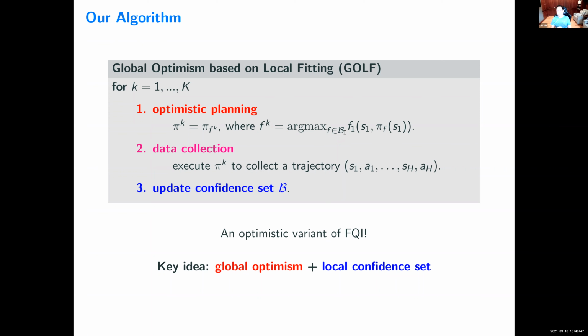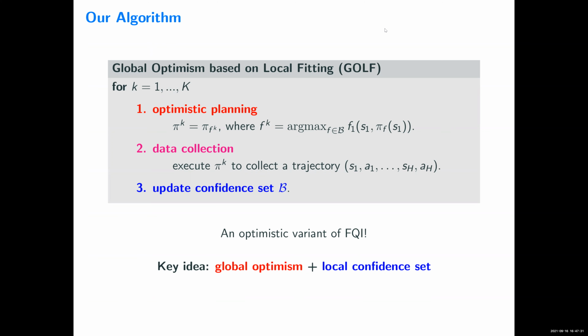Just recall this is very different from the tabular setting, where in each step I'm computing an upper bound of the value function. In the function approximation setting, if we do that, we need a lot stronger assumptions about the structure of the problem, which turn out not to be true for a lot of practical problems. So by doing this global optimism, we no longer require the intermediate value functions, for example the value function at the second step or the third step, to be optimistic. I only require the value function at the very beginning to be optimistic. This way I require much weaker assumptions, and the algorithm is also much cleaner. This is why we call the algorithm global optimism based on local fitting, the GOLF algorithm.